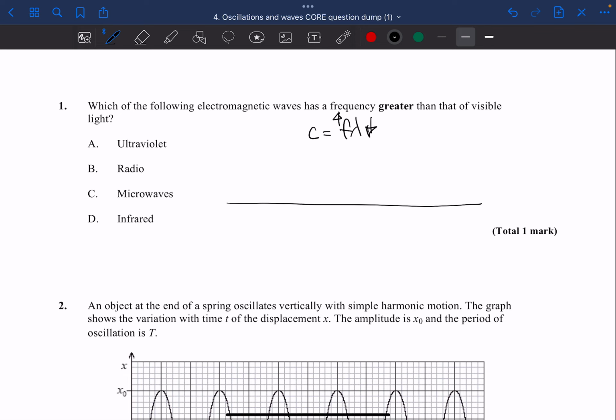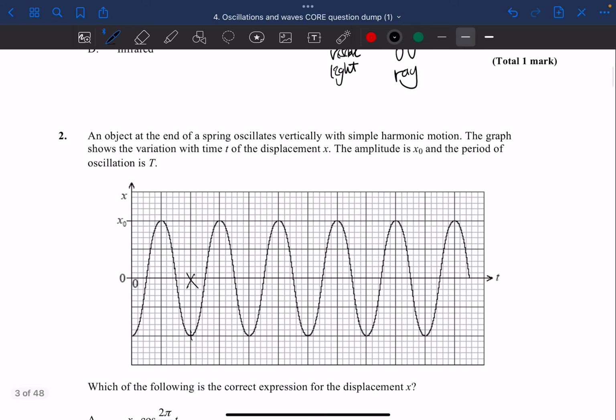And in the spectrum for electromagnetic waves, here's the visible light, and here's the UV ray. And as it goes here, the lambda decreases. So the UV is the only ray that has a shorter wavelength than the visible light. So the answer would be the UV ray.